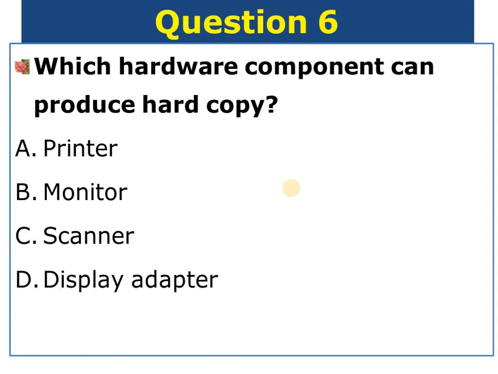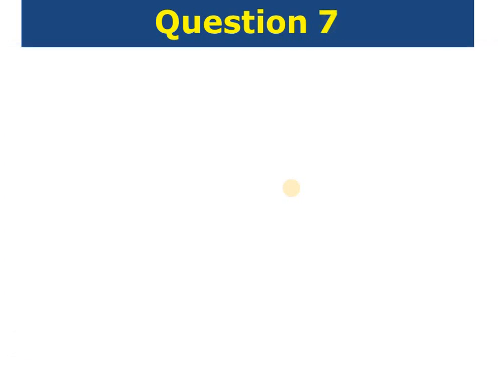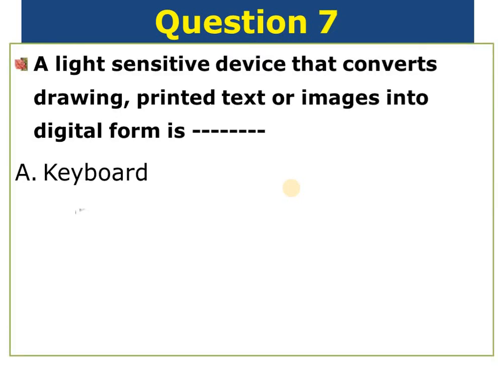Question number 6. Here is question number 6. Which hardware component can produce hard copy? A. Printer, B. Monitor, C. Scanner, D. Display adapter. The answer is A, printer. This printer can produce a hard copy.